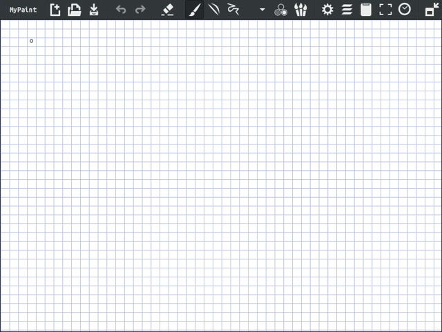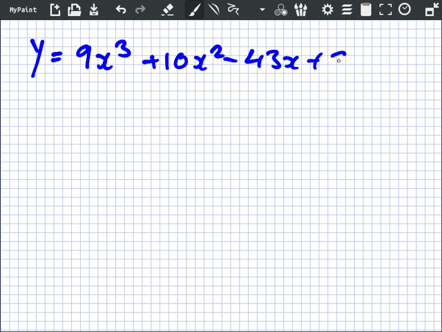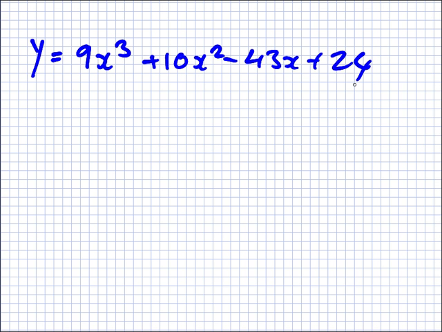Last lesson we learned how to factorize cubics. The only small problem though is, well, let's take an example. Let me draw something. Let's say something like y equals 9x cubed plus 10x squared minus 43x plus 24. Okay, so what was I saying? The small problem is we don't have one of the factors, because we learned last time that if we have one of the factors we can divide it and then get the other factors.